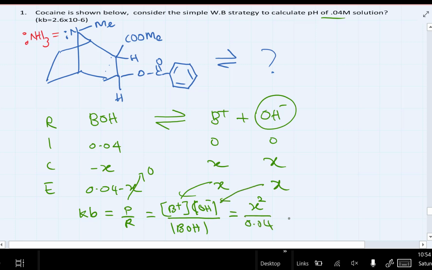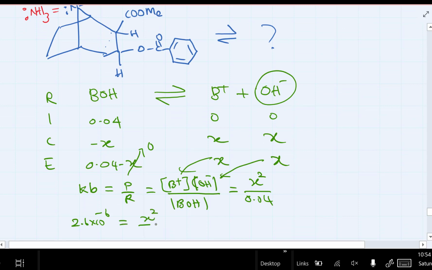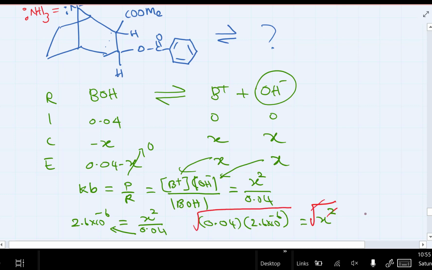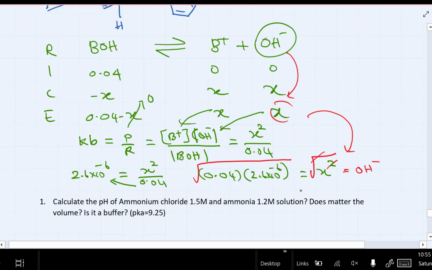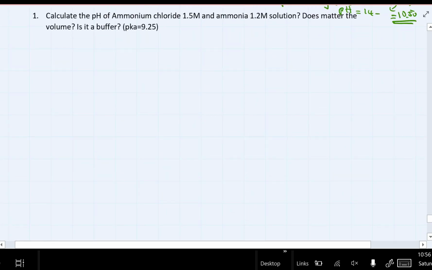Because of OH minus, write Kb, products over reactants, B plus OH minus over BOH, plug in the x values, x squared over the molarity, 0.04. Now, the Kb, is it given? Yes, Kb is given. Plug in the Kb, 2.6 times 10 to the minus 6, equals x squared over 0.04, cross multiply, and take the root, right? So 0.04 times 2.6 times 10 to the minus 6, bracket them when you plug into the calculator, and take the root to cancel the x squared. You get x from taking the root of that. That x is actually the hydroxide concentration. That will lead you to pOH. So pOH is minus log of the OH minus, plug in the value you got, and that gives you pOH is 3.49, pH is 14 minus 3.49, which is 10.50. Yes, and that will tell you it's a weak base. So cocaine is a weak base, right?